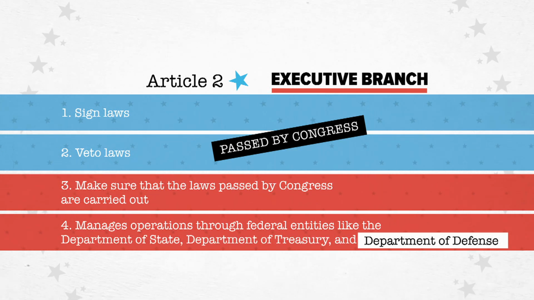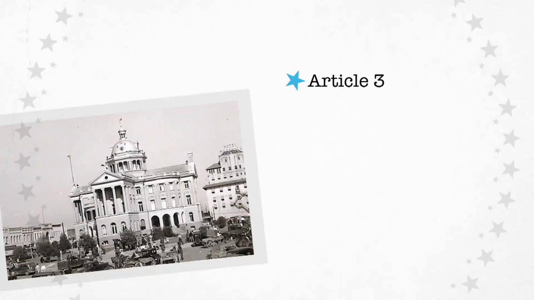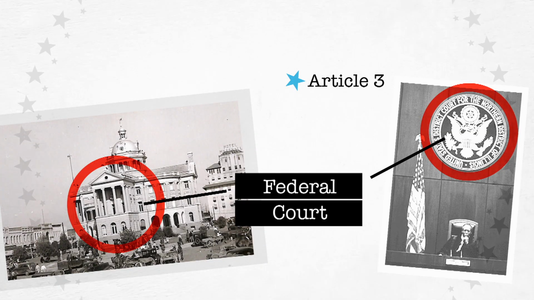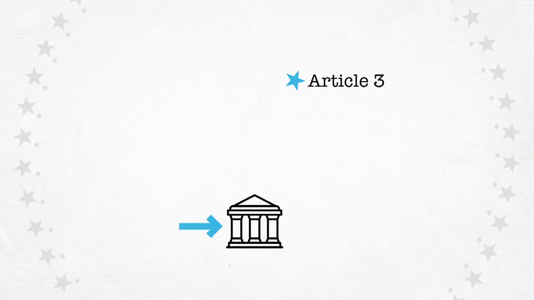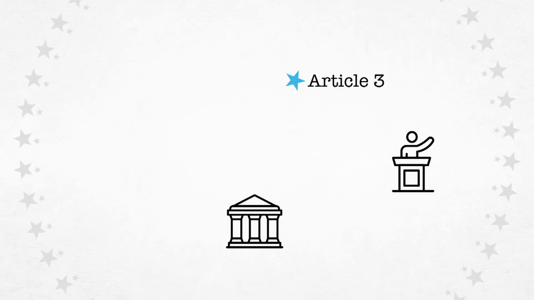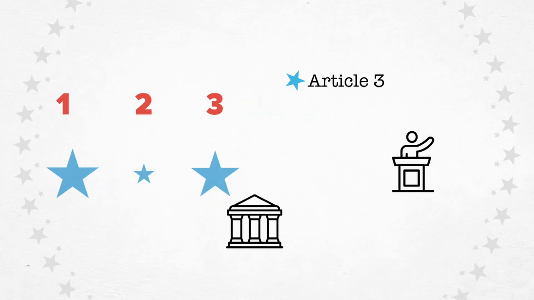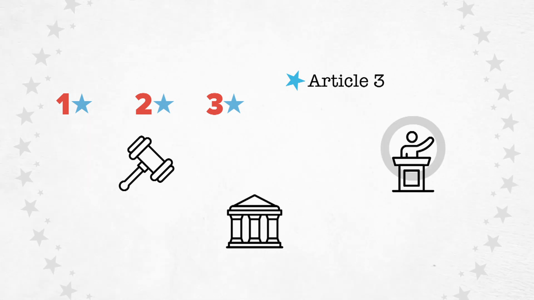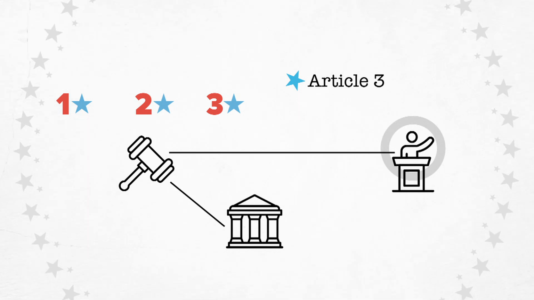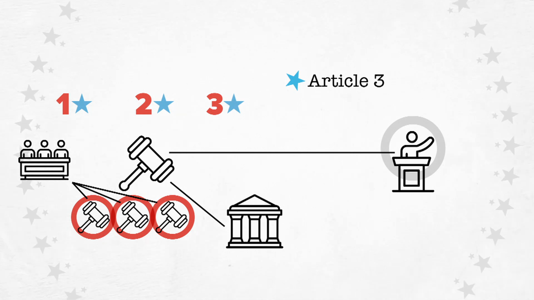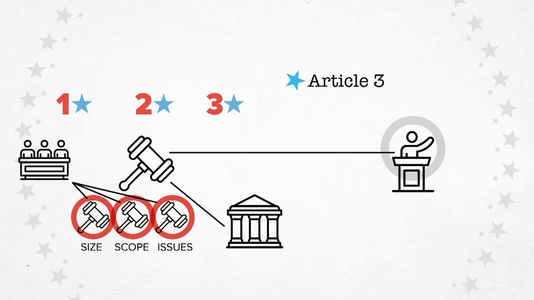Article 3 details the role of the judicial branch. Here we see how the federal court system works, and how it relies heavily on both the Congress and the president. This article has only 3 sections, and is by far the shortest of the 3 branches, for it has the least power. The president selects, and the Senate confirms the judges for federal courts, and Congress sets the boundaries for federal courts below the Supreme Court, including the size, scope, and even what issues can come before the court.